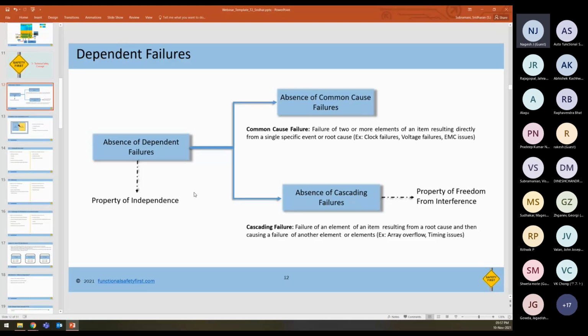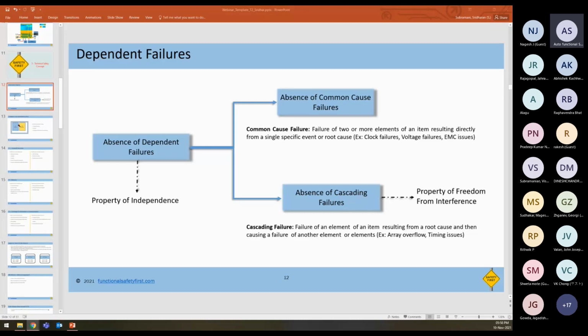So independence, or DFA, when we say we do DFA, we have to do FFI plus the analysis of common cause failures. So it's a combination. Dependent failure analysis is FFI plus common cause failures. Yeah, thanks, Nagesh.